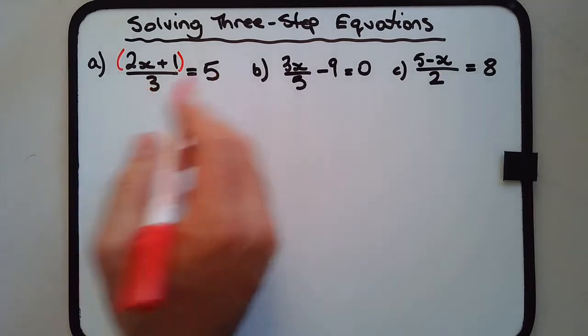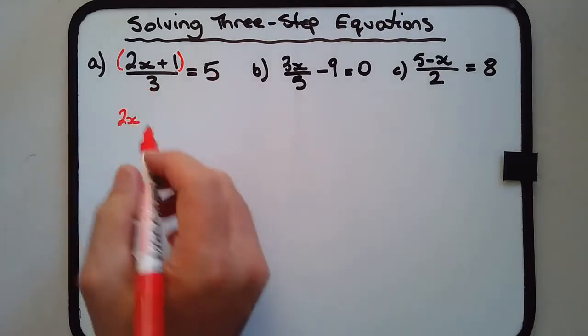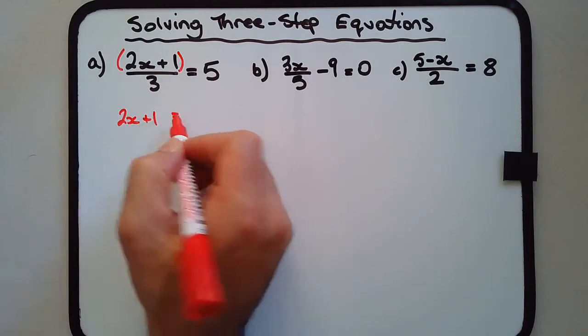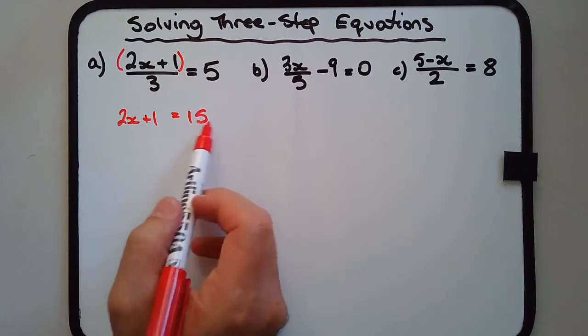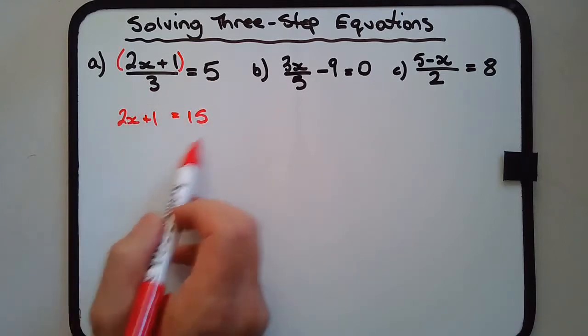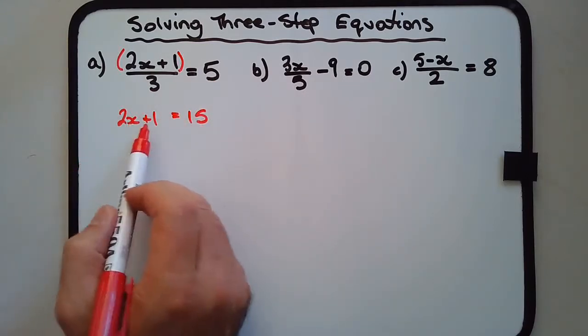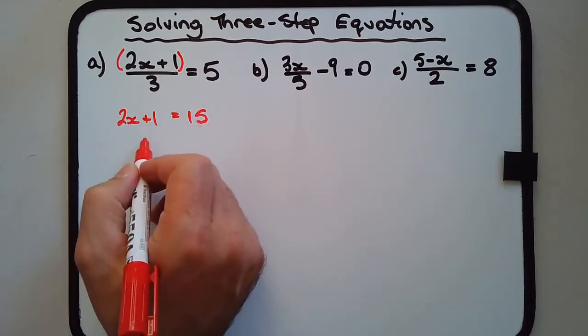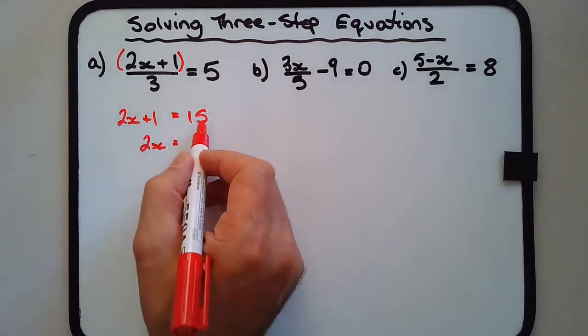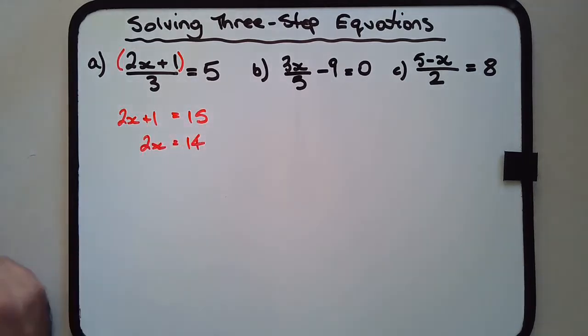When you move it over, it becomes a multiplication by 3. So 2x plus 1 is equal to 3 times 5 is 15. Now it becomes a two-step equation, and you've seen these ones before. So 2x plus 1 equals 15. Let's move the positive 1 over to the other side. It becomes negative 1. So 2x is equal to 15 minus 1, which is 14.